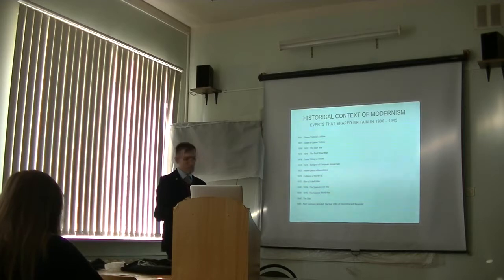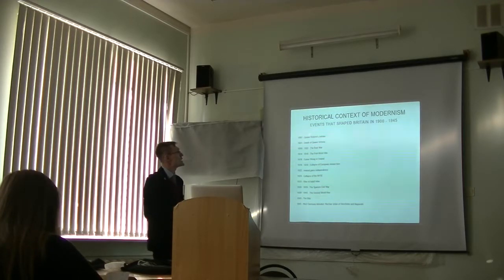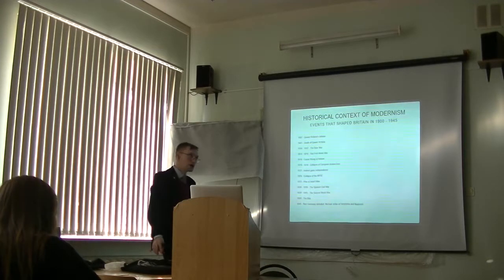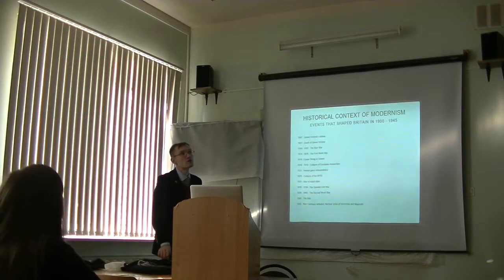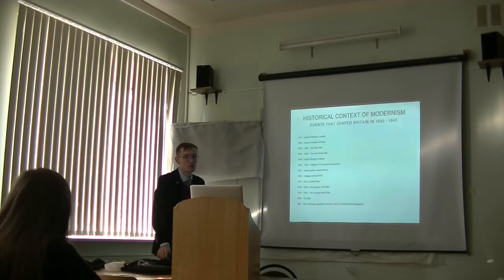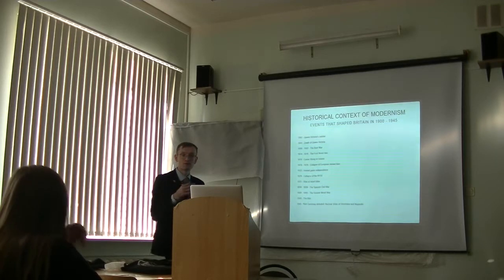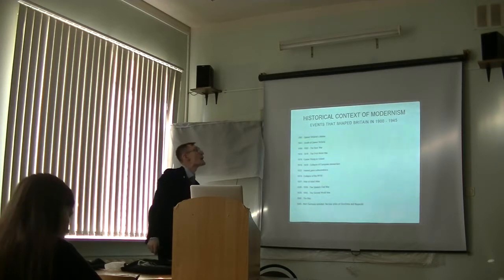So, big date, 1887, Queen Victoria's Jubilee. So Queen Victoria, well, she was pretty old at that point already. She had been on the throne for 50 years already. And that was a long time. 50 years is a time spent for two generations of people.